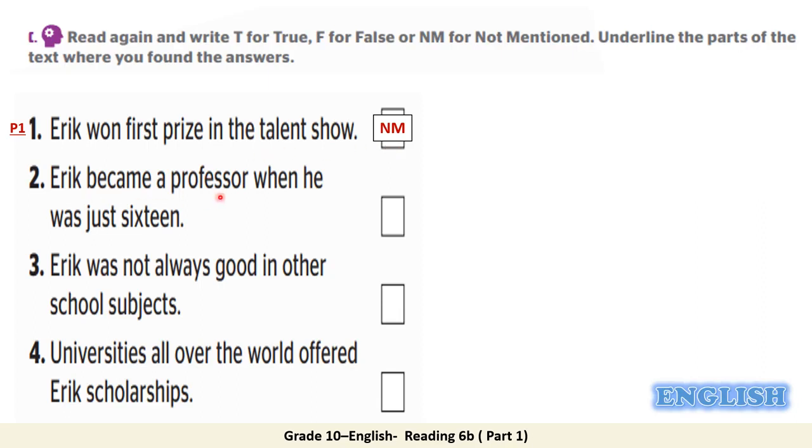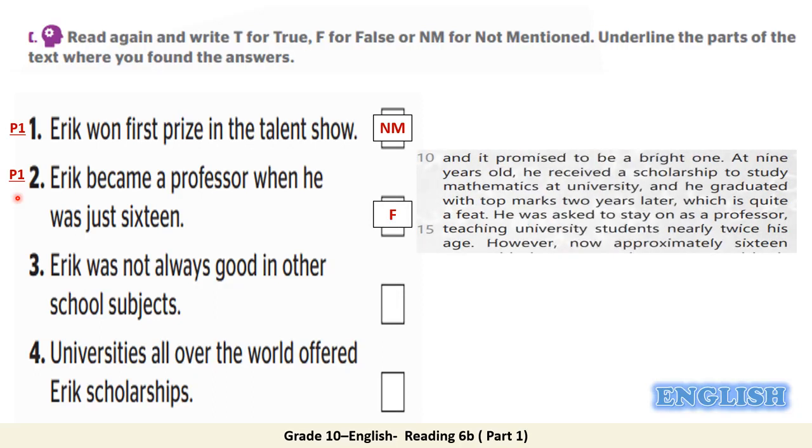Eric became a professor when he was just 16. Pause and try to find your answer in paragraph 1 as well. The answer is false. How come? Let's see. First of all, at 9 years old, he received a scholarship to study mathematics at university, and he graduated with top marks 2 years later.